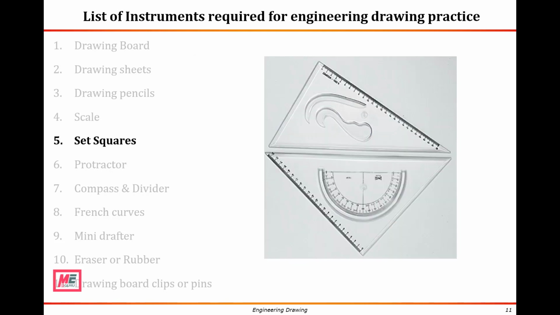Number 5. Set squares. By the name, we may get confused and think that these are going to be in square shape. No, these are going to be in triangular shape, as shown here, with one of the corners as a right angle. The 30 degrees, 60 degrees set square of 250 mm length and 45 degrees set square of 200 mm length are used in schools and colleges. These are used for drawing straight lines with varying inclinations.